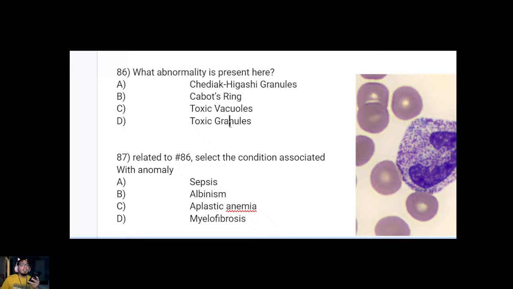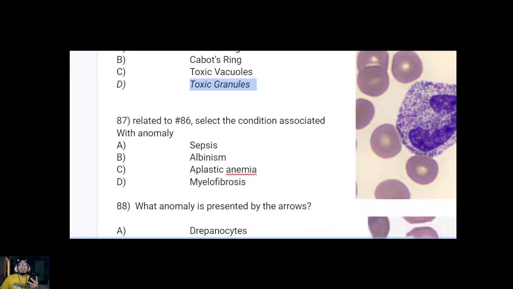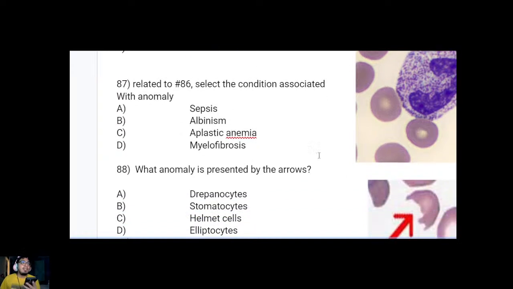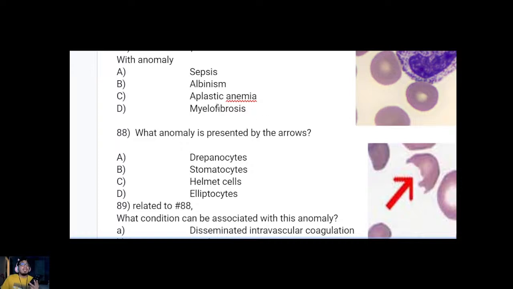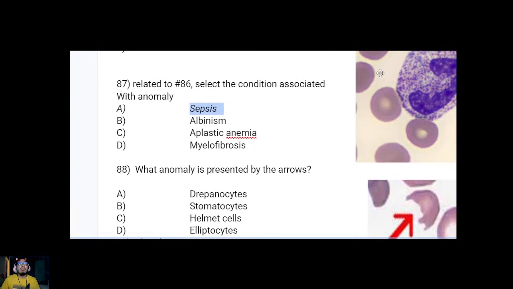Shijak Higashi? No, that is toxic granulation. And I think a lot of people were able to answer toxic granulation. So we don't need to worry about that. By the way, you just look at the blue dots there. That's not a vacuole. That's not Chediak-Higashi granules because it's not dark. So it's automatically toxic granules. If it's a Cabot's ring, you won't see it in a WBC. Okay? Condition associated with that is sepsis. Obviously, you're toxic because you have a lot of bacteria.